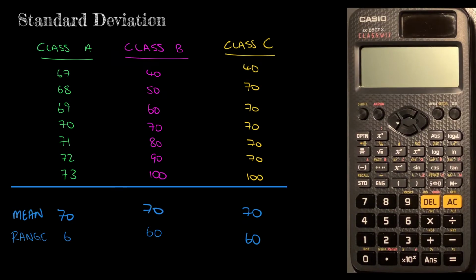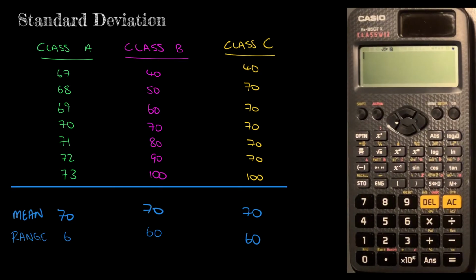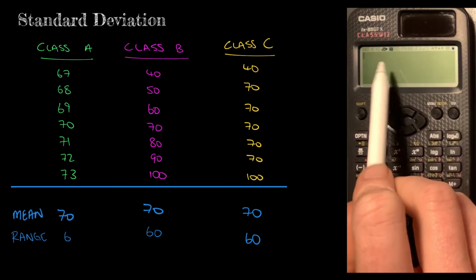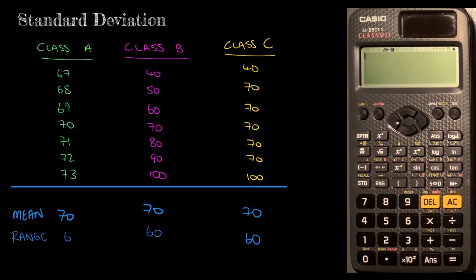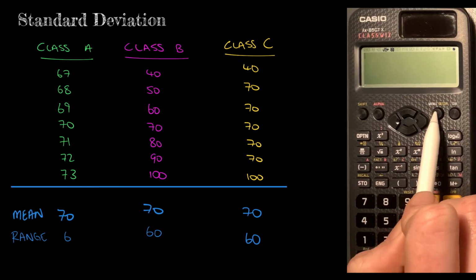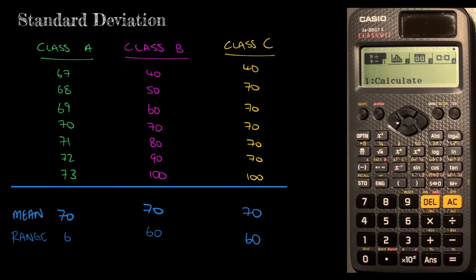Okay, so we've got the list there of marks that 7 students got in the class, and we're going to find the standard deviation using the calculator. So all we need to do is turn on the calculator, okay? We see there that we're in degree mode, so that's good. And what we need to do is input all this into the calculator. So we start there by pressing menu, okay?